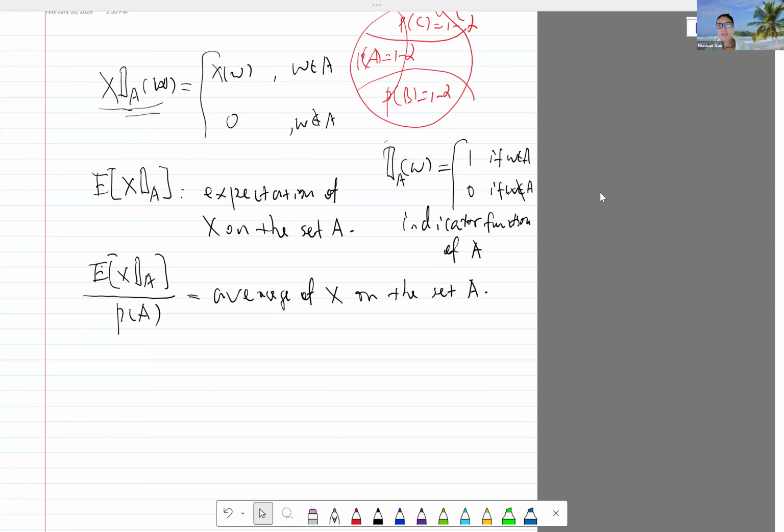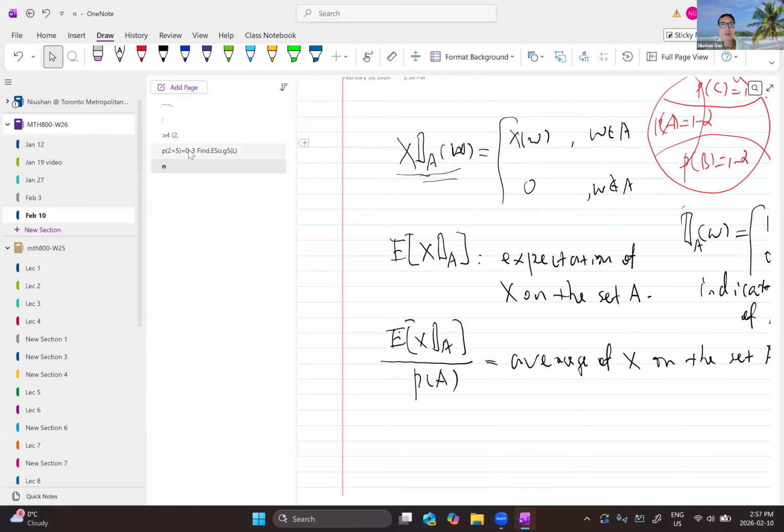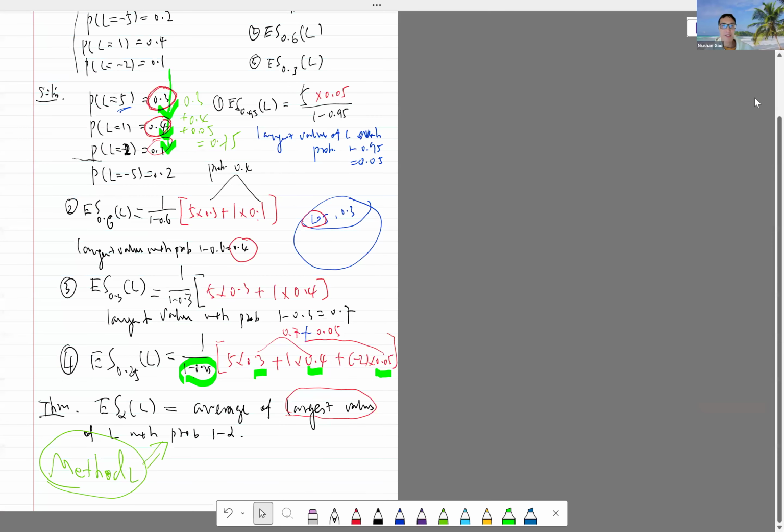Always keep in mind, you have to accumulate the values to probability 1 minus alpha. From the largest values, you have to make sure you reach probability 1 minus alpha. So here is 0.3, the largest value. Second largest value is 0.4. In total, you have 0.7. Not enough. You need 1 minus alpha.